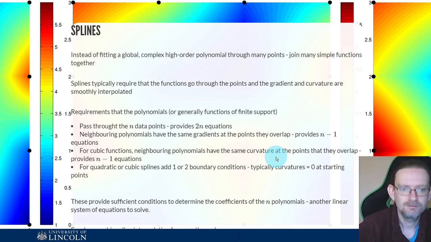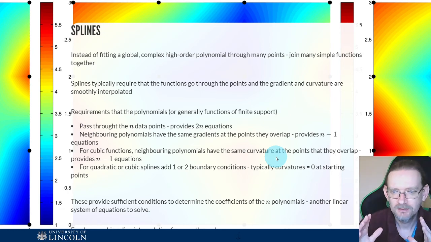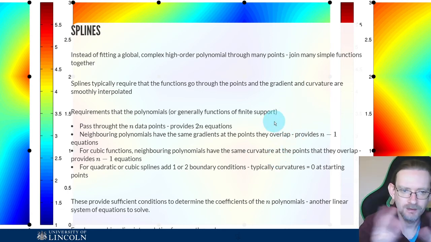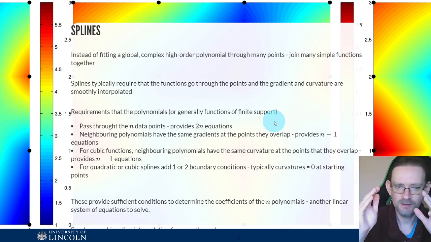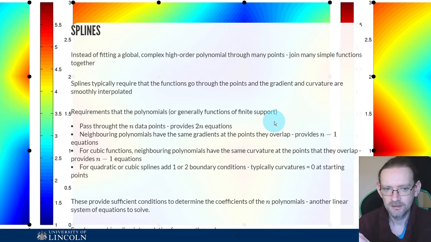Now splines are essentially the same thing. I should have included a bit more. Look up splines on Wikipedia. They're very, very useful things. But what they're doing is essentially repeating what we've just done, but for many, many different combinations.